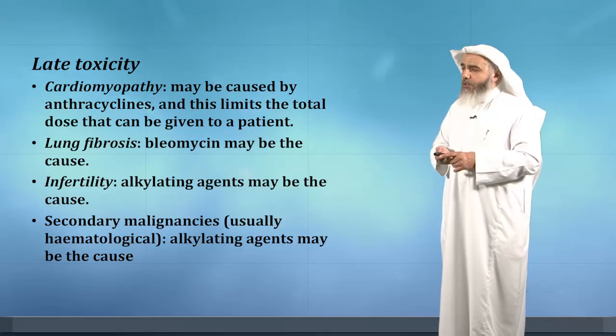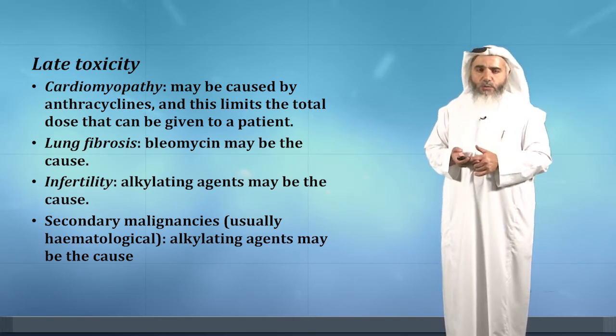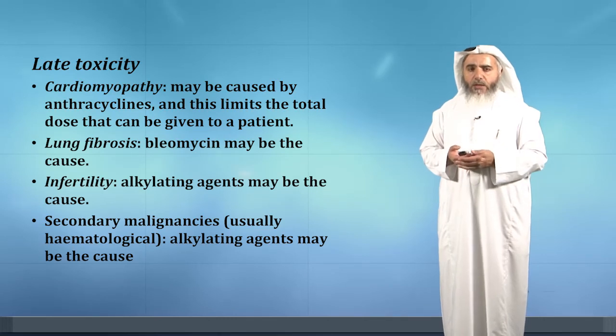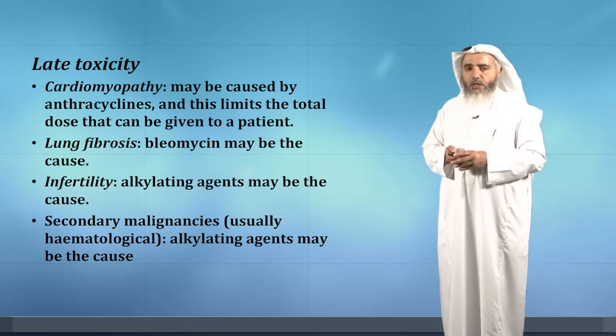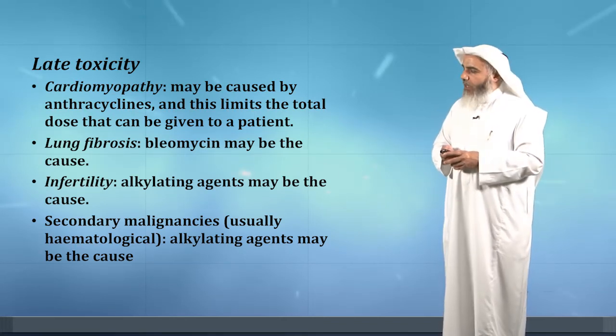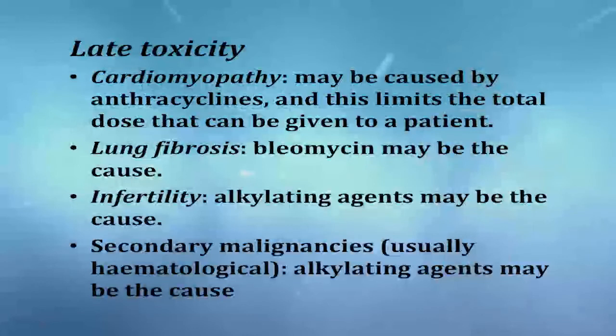The major problem is the late toxicity, when the chemotherapy causes cardiomyopathy, which sometimes leads to heart failure, or lung fibrosis, infertility in male and female, and secondary malignancy, which is in the ratio of 1 to 2 in 1,000 with alkylating agents. Some patients will develop a second malignancy, and there is a time gap between the chemotherapy and the second malignancy, usually within 20 to 30 years of the exposure to the chemotherapeutic agent.